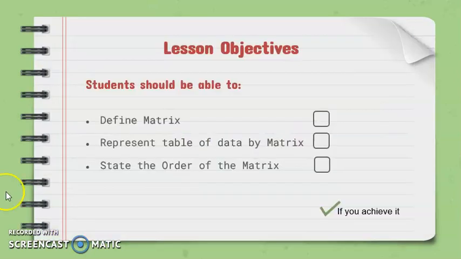Okay, before we start, this is the 3-lesson objective for today. You should be able to define what a matrix is, represent a table of data by a matrix, and then state the order of the matrix.